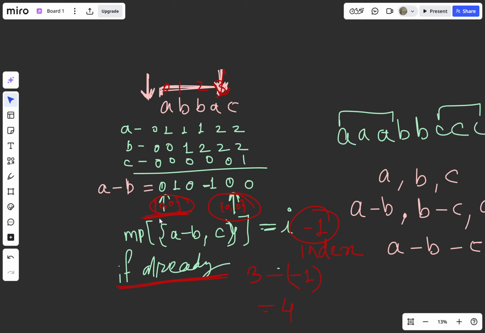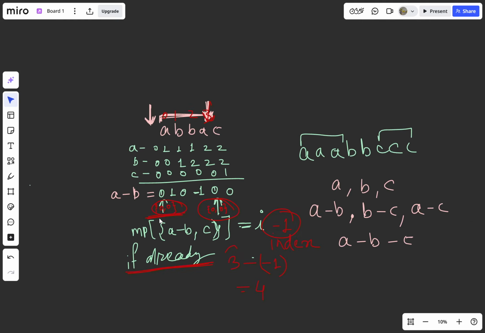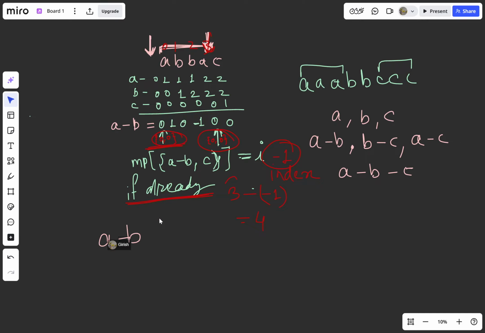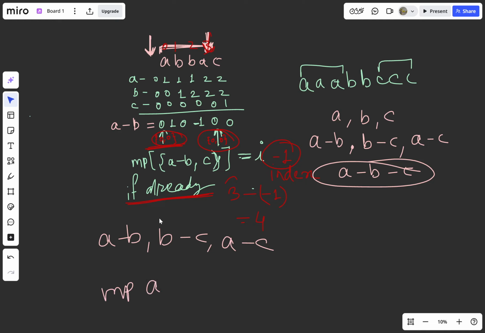In this way we will do it for all of them. We have done it for AB, then we will do it for BC, and then for AC, so we have to make these 3 maps. After this we also have to handle A, B and C together, so we can make a map which stores the pair of A minus B and B minus C.